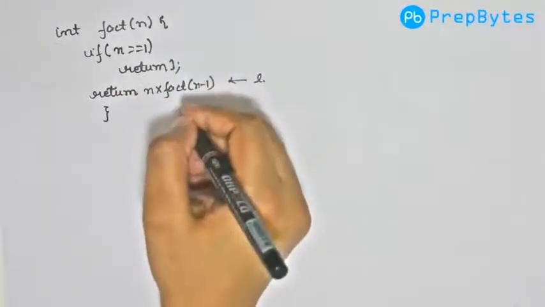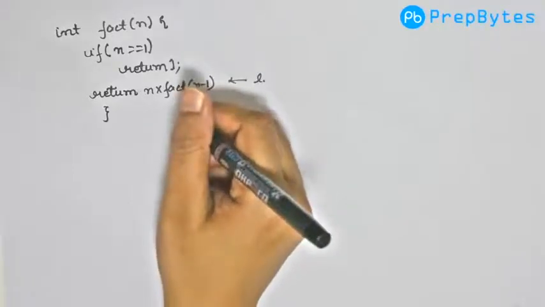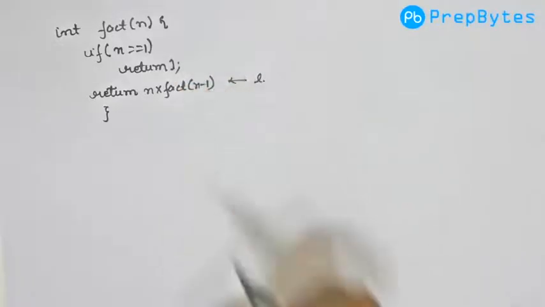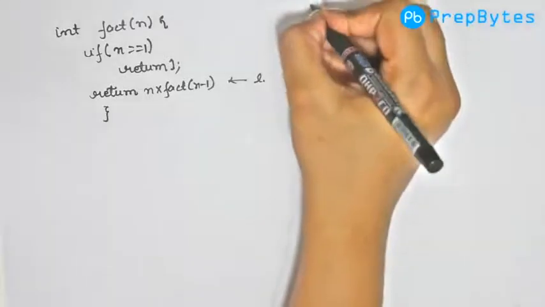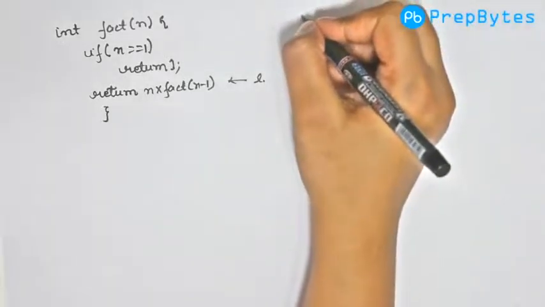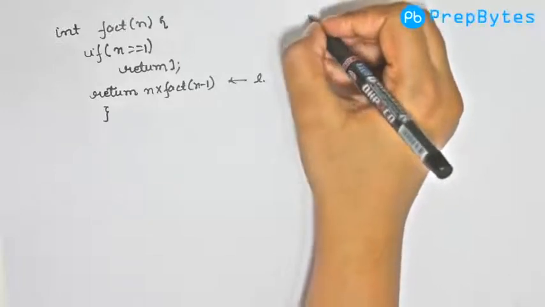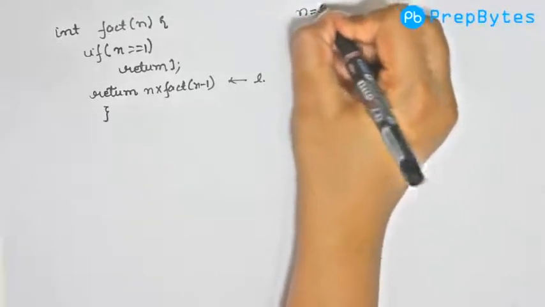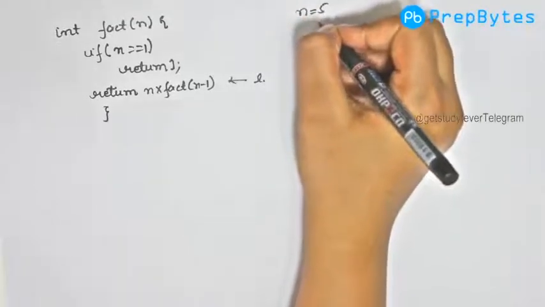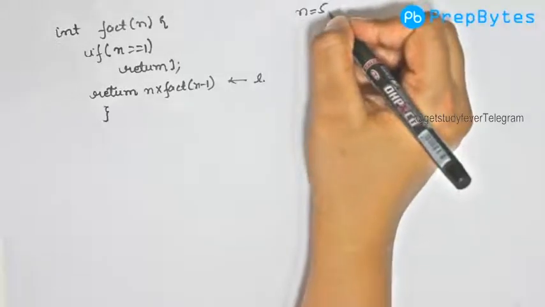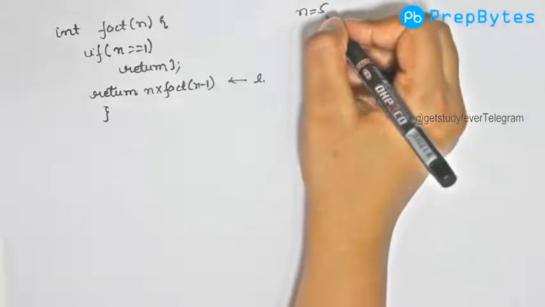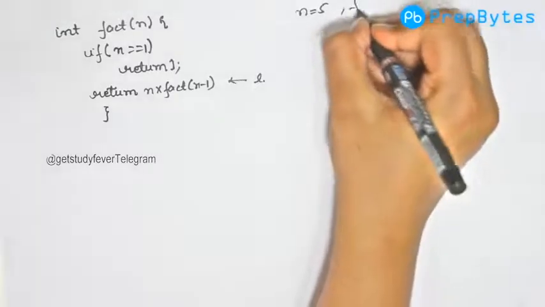So this is recursion. Let's try to understand how recursion gets executed. Whenever you have to try to run any code, you can just take a value of n. For example, you can put n equal to 5 and see how the code is executing and whether it is giving you the right result or not. So let's say here we try to calculate fact of 5.